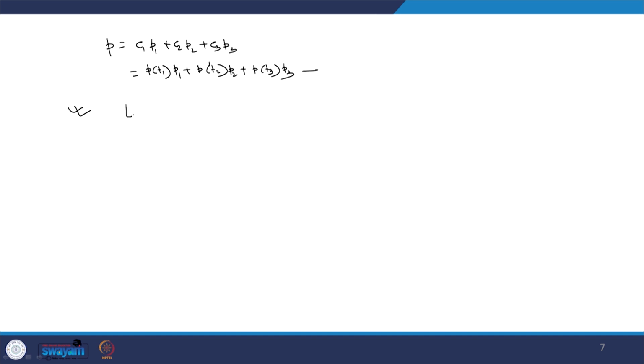Okay. Let V be a vector space over a field, say capital F. Let F be a linear functional on V.